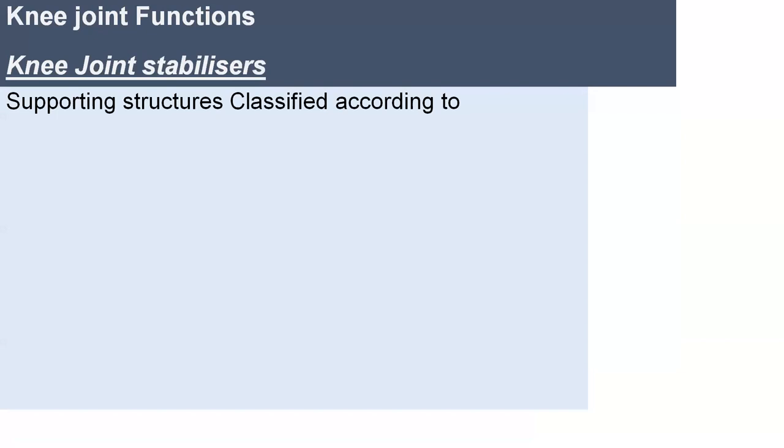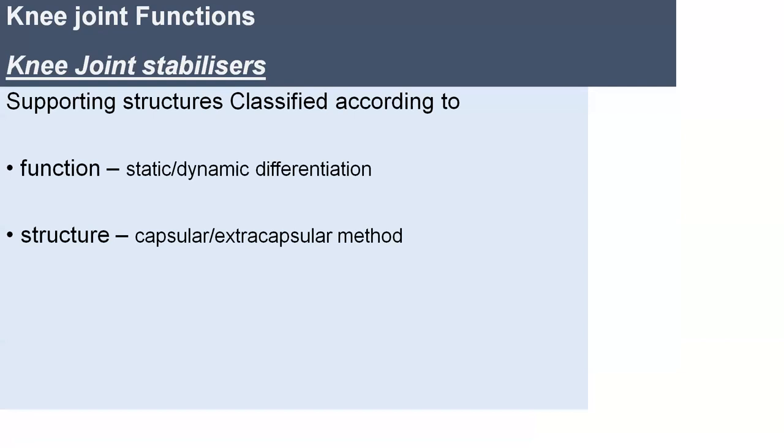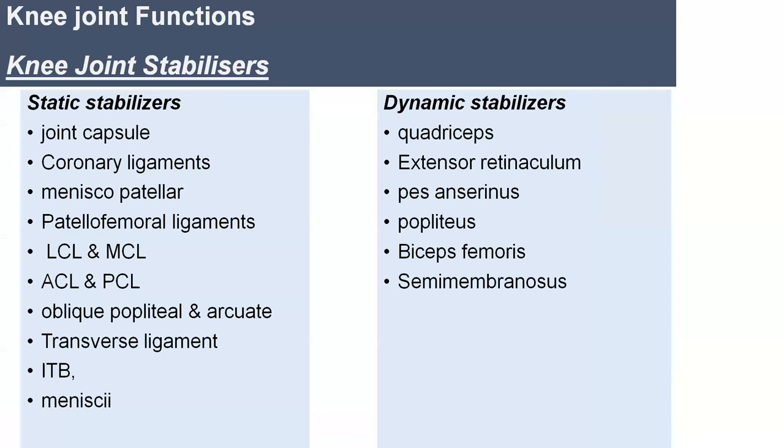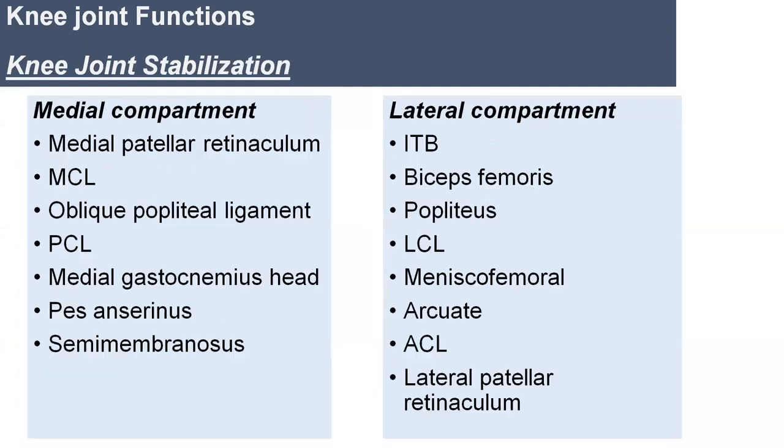So knee joint stabilizers can be classified according to function, a static dynamic differentiation, structure, capsular, extracapsular, and location based on compartment. The static stabilizers include the joint capsule, coronary ligaments, meniscopatellar ligament, patellofemoral ligament, lateral collateral ligament, medial collateral ligament, the anterior cruciate ligament and posterior cruciate ligament, oblique popliteal and arcuate ligaments, transverse ligament, IT band and menisci. The dynamic stabilizers include the quadriceps, extensor retinaculum, pes anserinus, popliteus, biceps femoris, and semimembranosus.